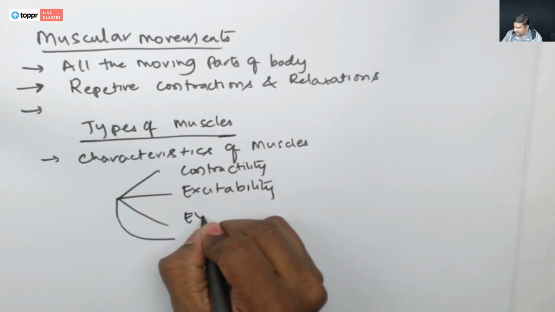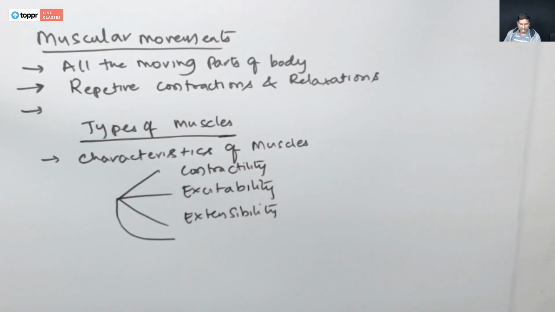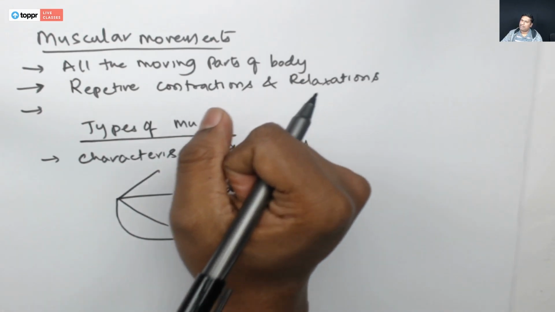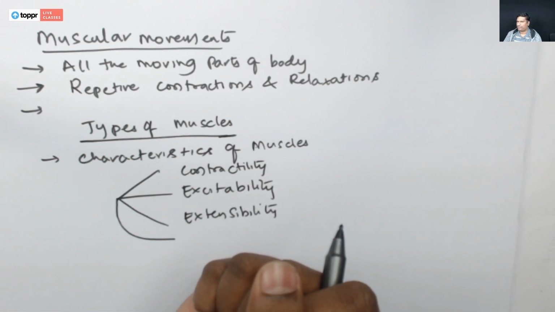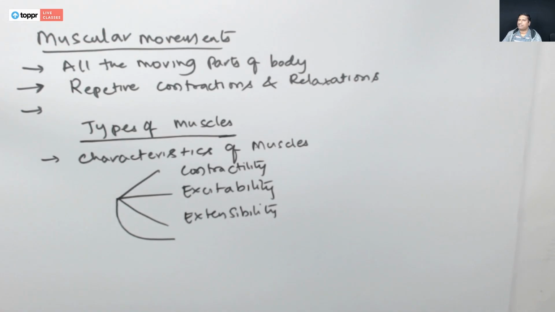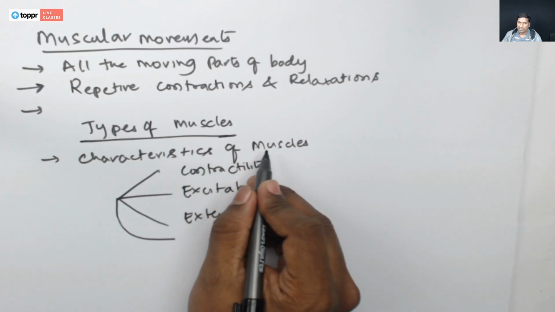Then extensibility. Extensibility is the opposite of contraction. When your muscles are contracting, some muscles are contracting and others are extending. The same thing happens when you are trying to extend. The opposite muscles which are required for contraction contract, because of which you are getting extensions. So opposing muscle contraction causes relaxation or extension, and extension is one of the characteristics of the muscles.